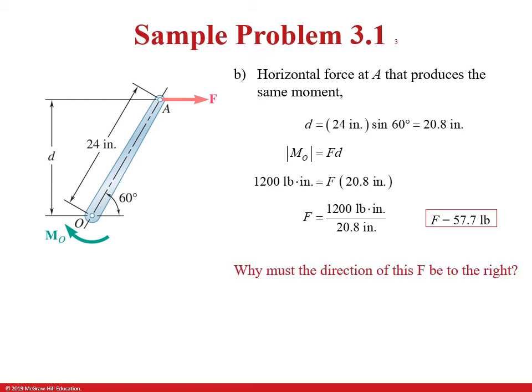Oh, why must the direction of this F be to the right? Why don't you pause this and think about it? All right, hopefully you're back. Well, the moment we wanted to generate was in the clockwise direction. So this means that if it's going to be a horizontal force, we have two options, to the right or to the left. And to the left is going to generate an opposite moment, right? It's going to generate a counterclockwise moment.